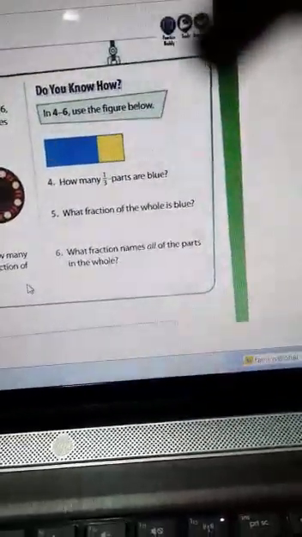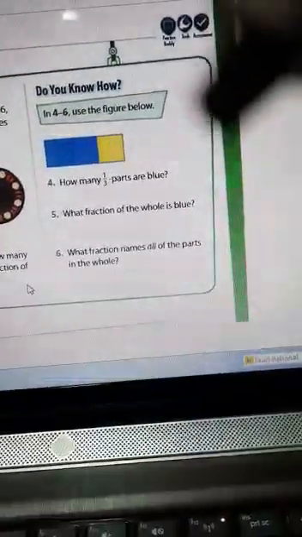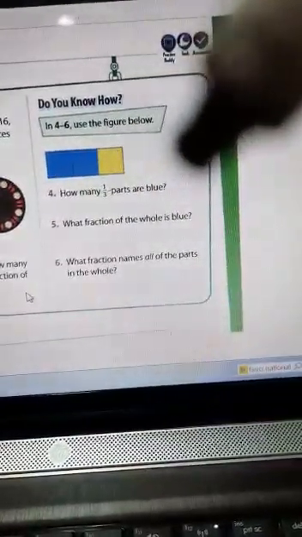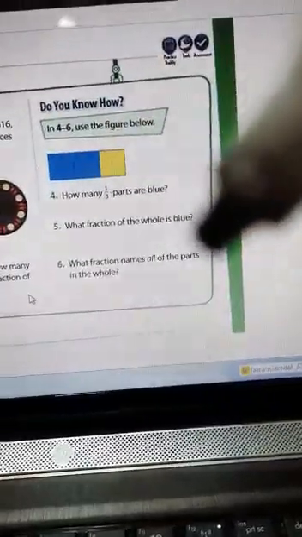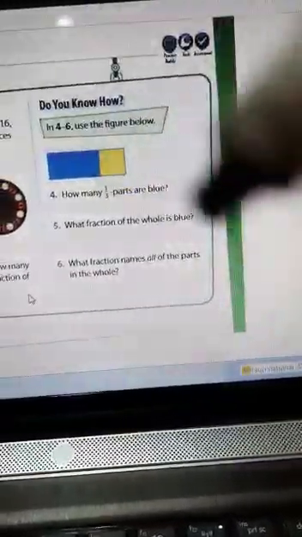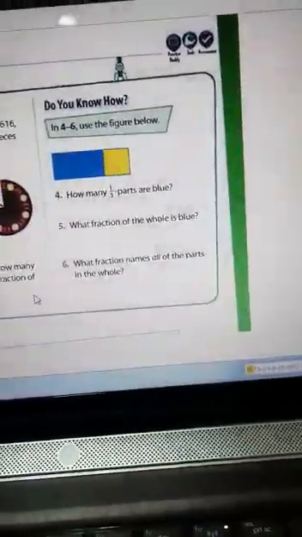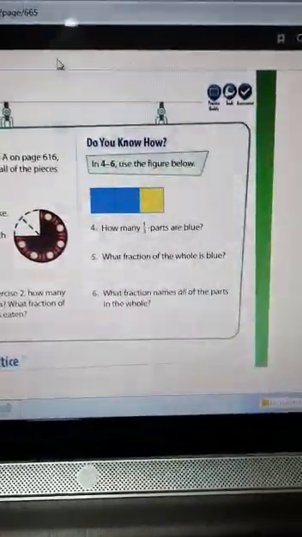Now 5. What fraction of the whole is blue? You will write. 6. What fraction names all of the parts in the whole? In the whole, what's the fraction? It's different. I showed you in the picture in page 616 how to make it.